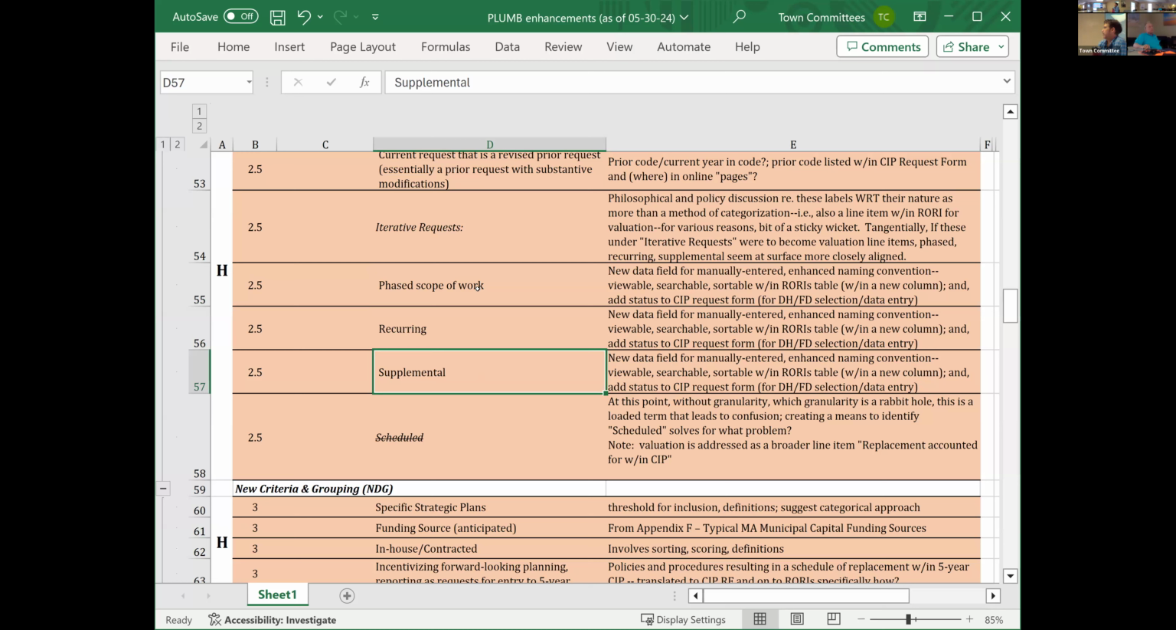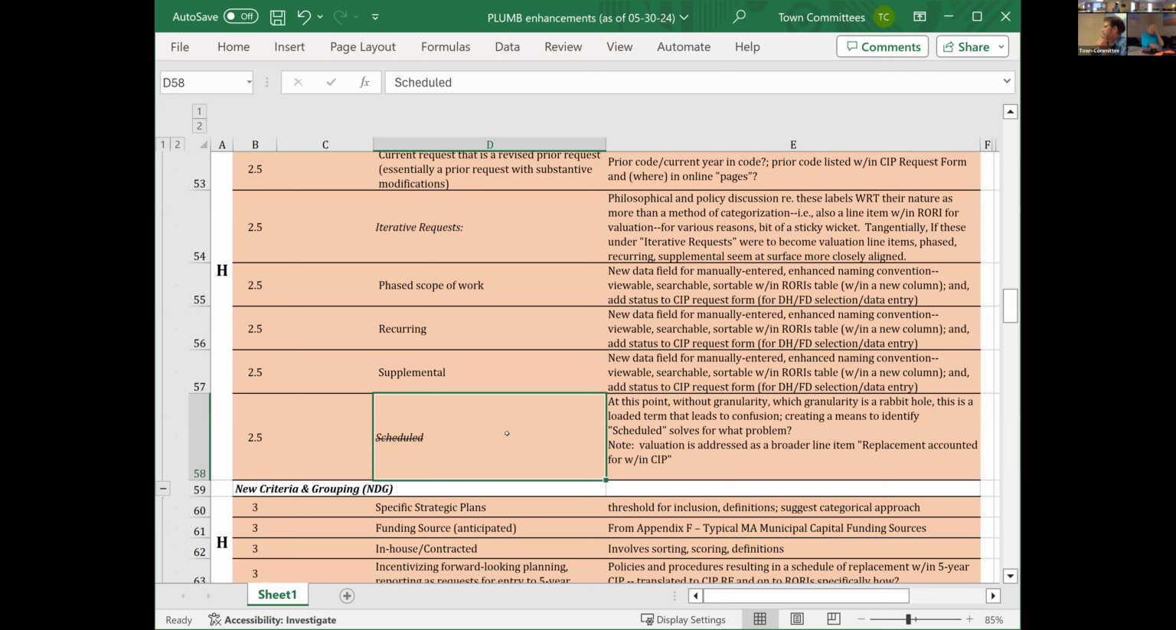Any concerns about those? What do you plan to do with scheduled? Gonna bring that up next. That's why I wanted to get through these 3 first, because if you think about it as a level, bear with me. The reason it's crossed off is it's really a separate category. It's not an iterative request. Phased is iterative, recurring is iterative, supplemental is iterative. Scheduled has a different connotation. It's also, at this point, without granularity of scheduled, a bit of a rabbit hole, because it's loaded. It's loaded in that it means different things in different contexts. That leads to confusion.